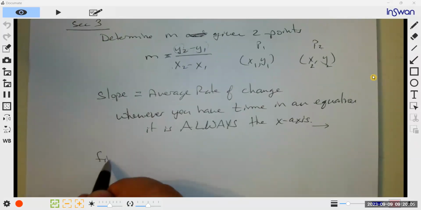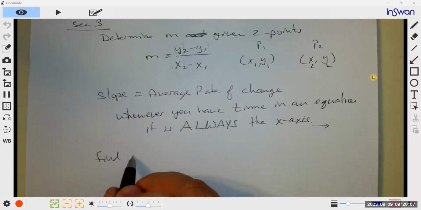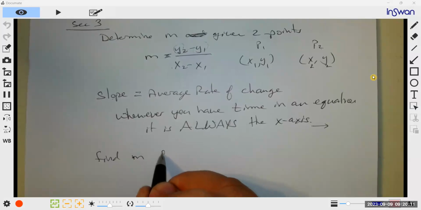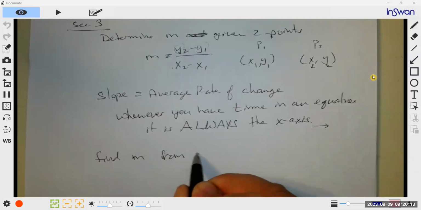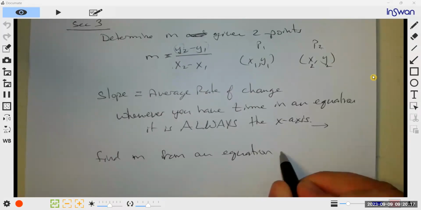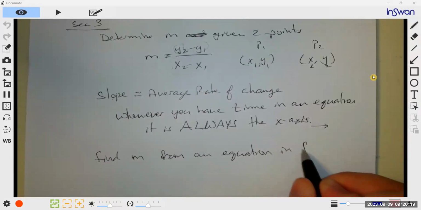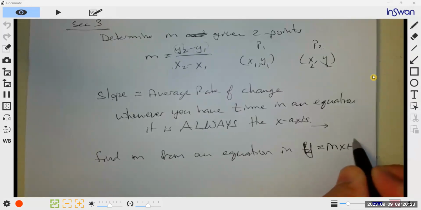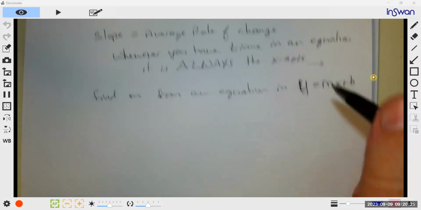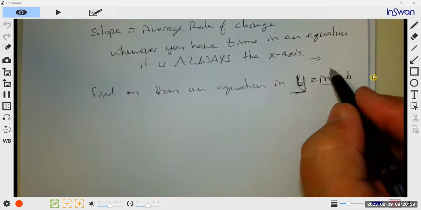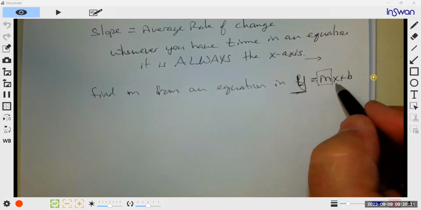Then we were also asked to find m from an equation in the form y equals mx plus b. Remember the slope: once you get y by itself, the slope m is always in front of the x.